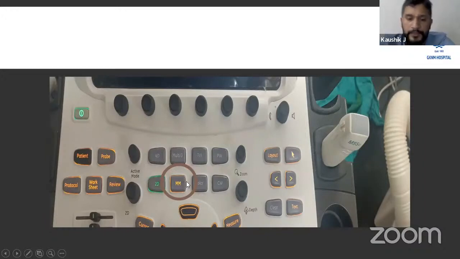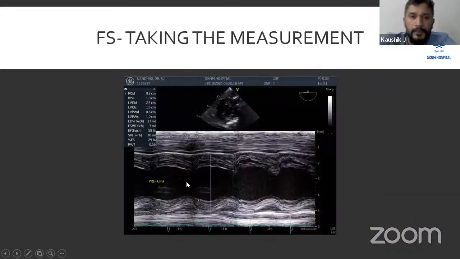So you have the M mode button, you choose that, and this is what the monitor throws up. So you have the M mode line, which divides this image into a series of points, and this bottom image shows you the movement of those points across time. Out of this, you need to identify the LV cavity. That would be the dark space in between. And you measure that LV cavity during diastole, and you measure it during systole.